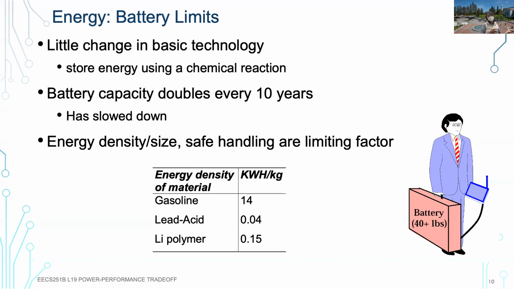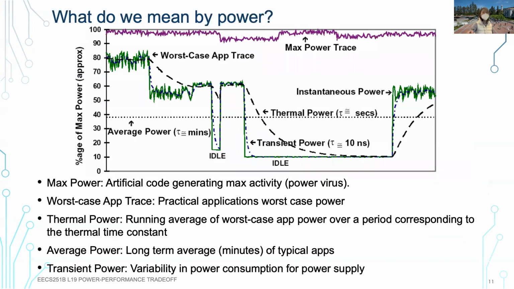So battery is very limited, but again, things are changing, but not at a fast enough rate. But really energy is about the total energy stored in the battery. Power is a lot more diverse, right? So that's a challenge when we actually talk about power. Different people talk about different things. What exactly do we mean by power?